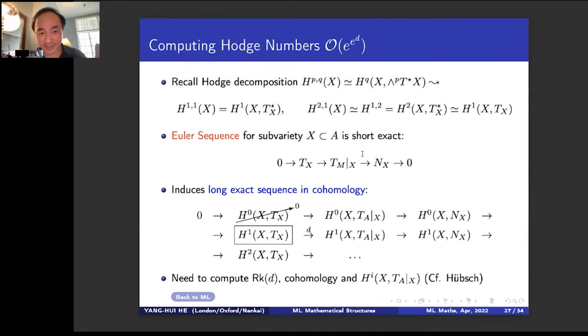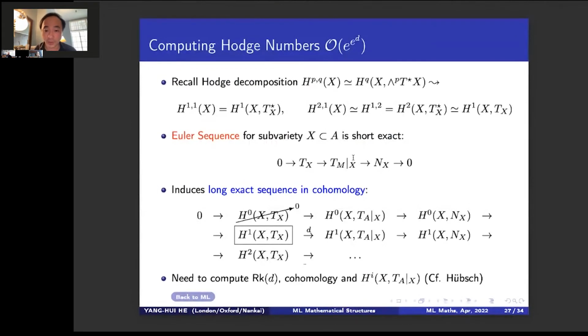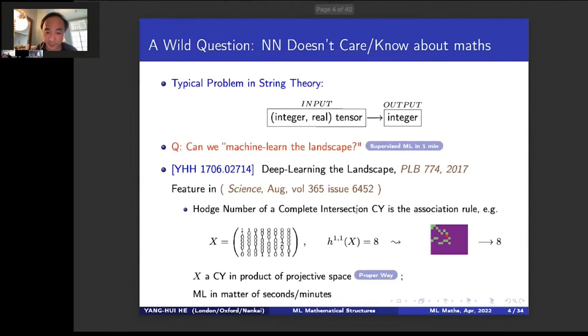You get some embedding of the Euler sequence. You induce the non-exact sequence to homology, and you chase this diagram. A lot of this is implemented, of course, in SageMath and in Macaulay too. And then at the end of the day, you just get some integer, right? But of course, computing this is doubly exponentially difficult. But nevertheless, there are databases where such association rules have been done.